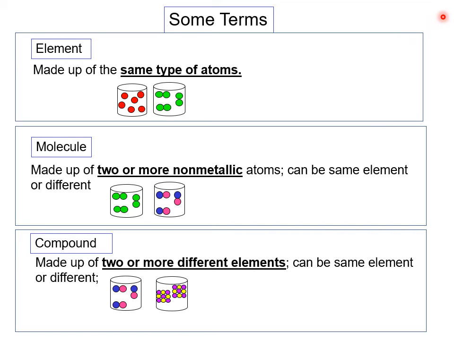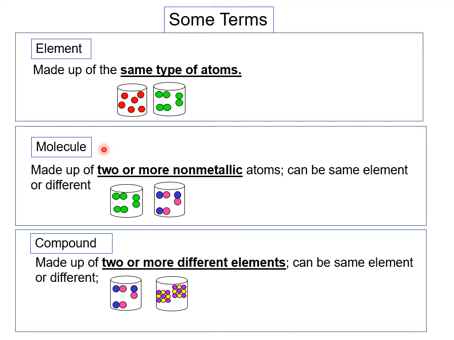Right, so now we're just going to review some of the terms that we've already talked about in this section, just to reiterate what we've learned. Elements are made up of the same type of atom, right? Elements can either be these atoms or they can be molecules, but it's just one type. Molecules are made up of two or more non-metallic atoms.